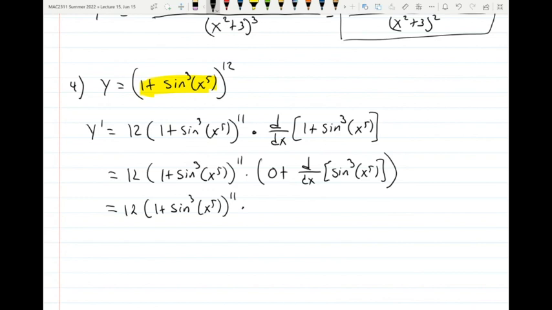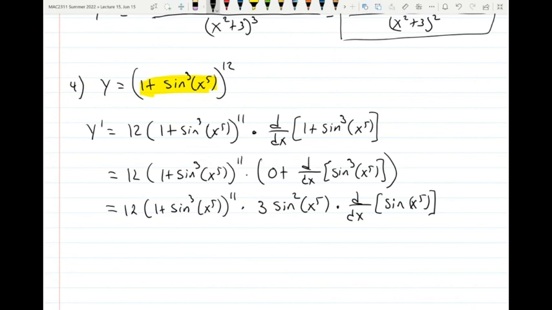Now here, I'm going to use the general power rule. So that's 3 sine square of x to the 5. Yes? And times the derivative of the inside. What's the inside here? Sine x to the 5. Good. So times the derivative of sine of x to the 5.